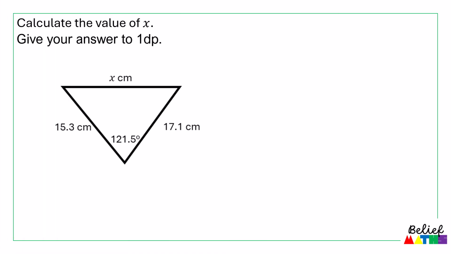Now in this question we've got another non-right angle triangle. And as always, the question we need to ask ourselves is, do we have a pair? In this case, the answer is no. So because it's no, we use the cosine rule instead of the sine rule.